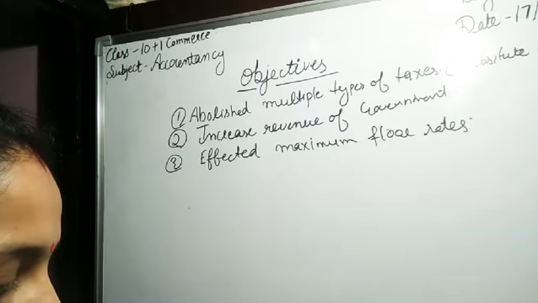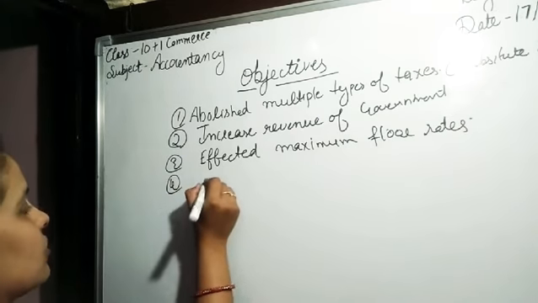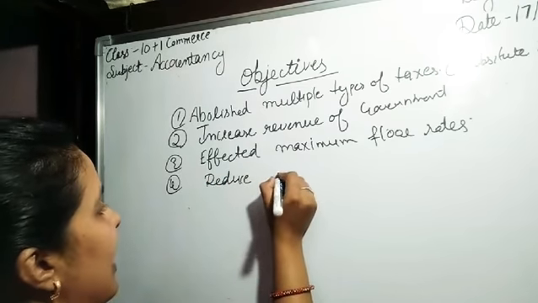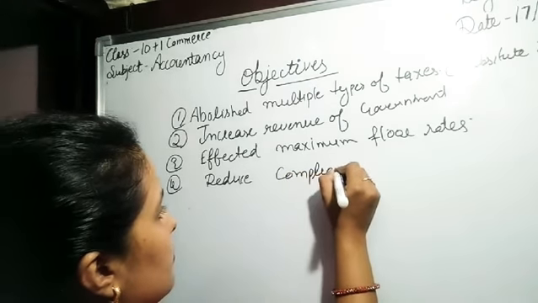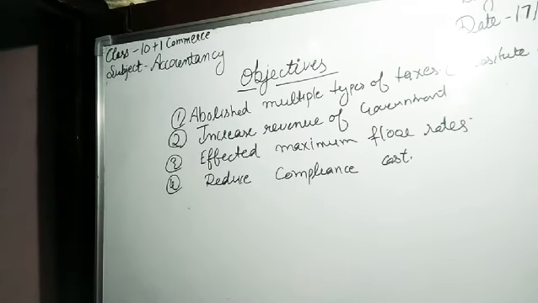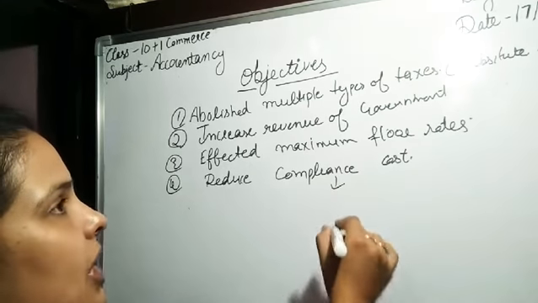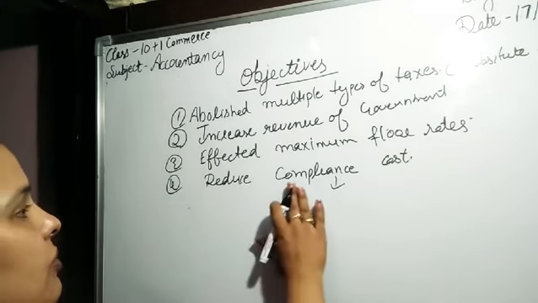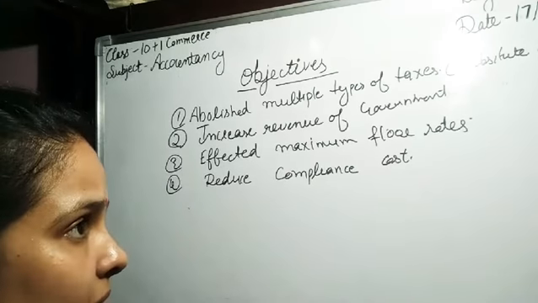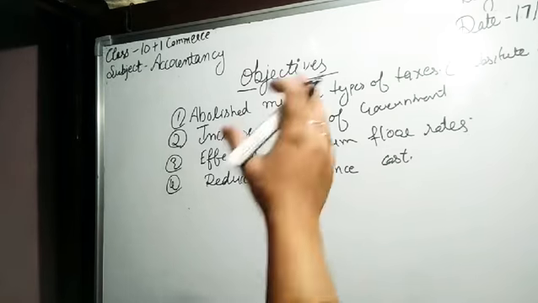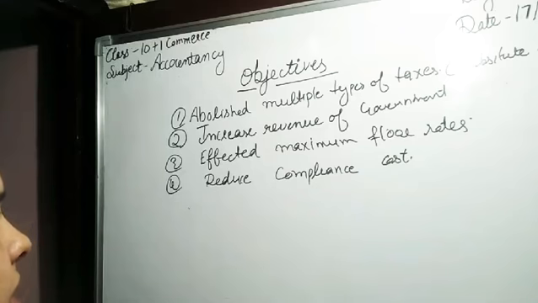Next is reduce compliance cost. Now what is compliance cost? Compliance cost is the expenses incurred by the tax authority when they have to induce the general public to pay the tax. So cost of compliance means a number of expenses are incurred to make the general public aware about the taxes. When the GST comes, the compliance cost is reduced.